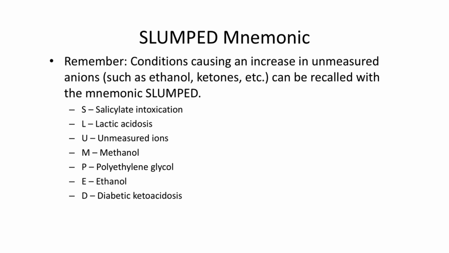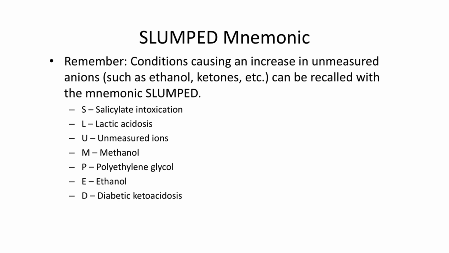M represents methanol, a toxic alcohol that can lead to severe metabolic acidosis. P stands for polyethylene glycol, another compound that contributes to acidosis. E is for ethanol, which in excess can shift acid-base balance. D represents diabetic ketoacidosis, where ketones accumulate due to uncontrolled diabetes.